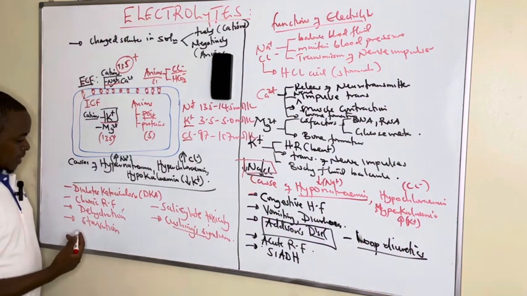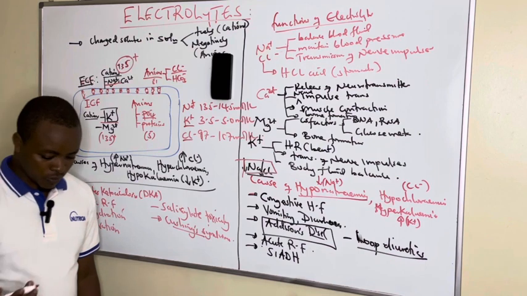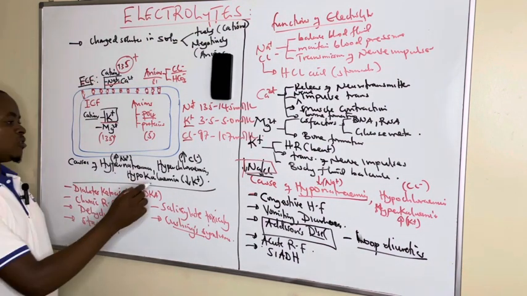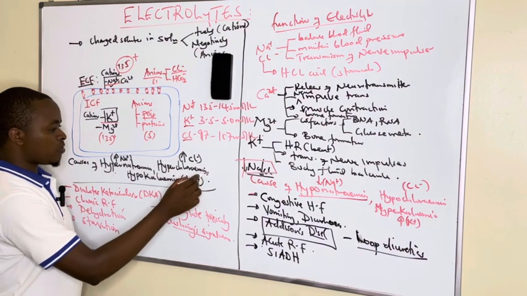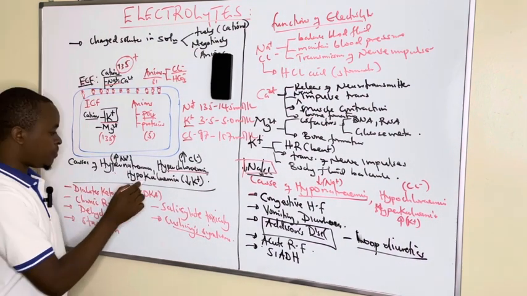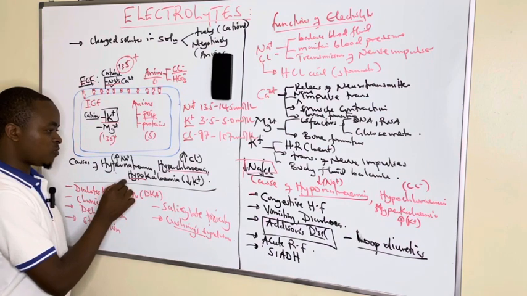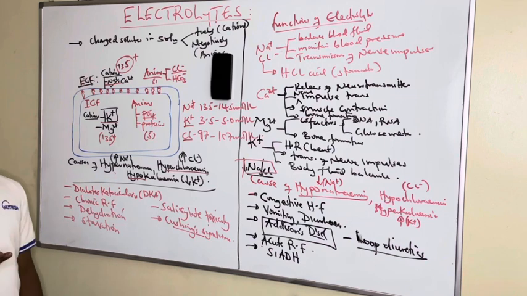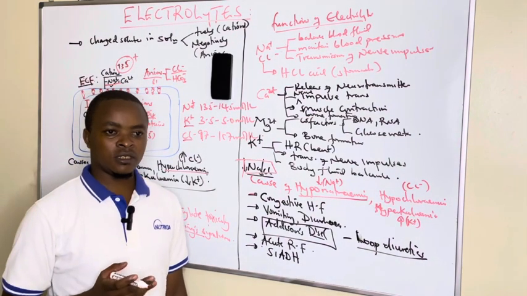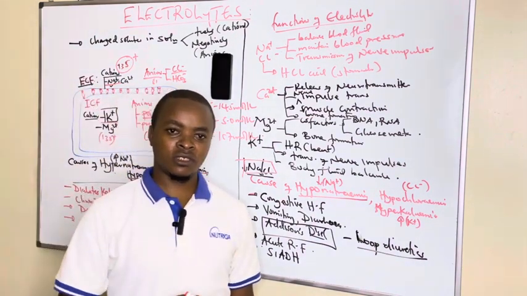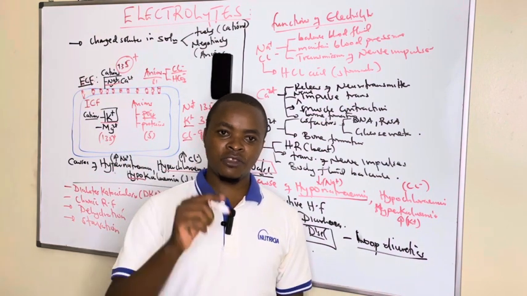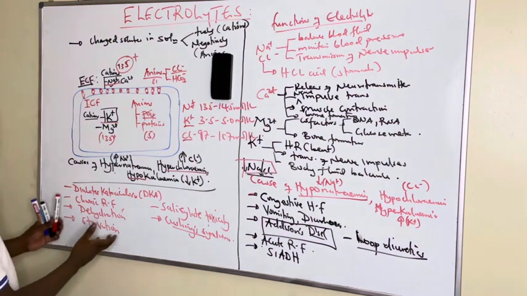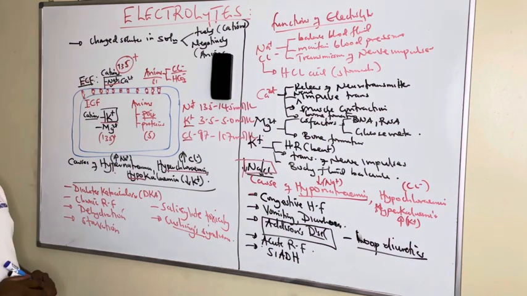So these are some of the causes of hypernatremia, or you can call it hyperkalemia or hypokalemia, decreased levels of potassium. These are the causes you can list whenever you are asked for causes of increased sodium levels, increased chloride levels, and reduced potassium levels, what you call hypokalemia. You can easily list these examples.